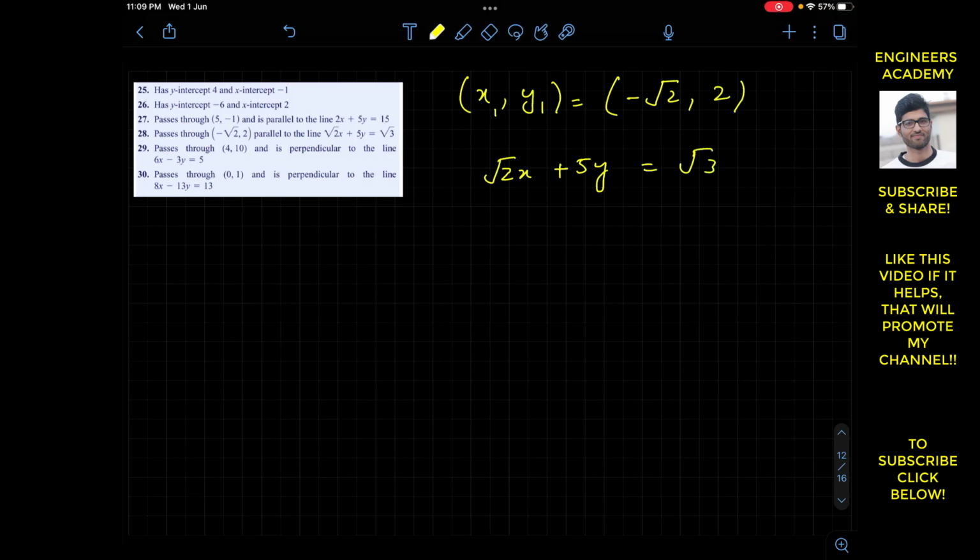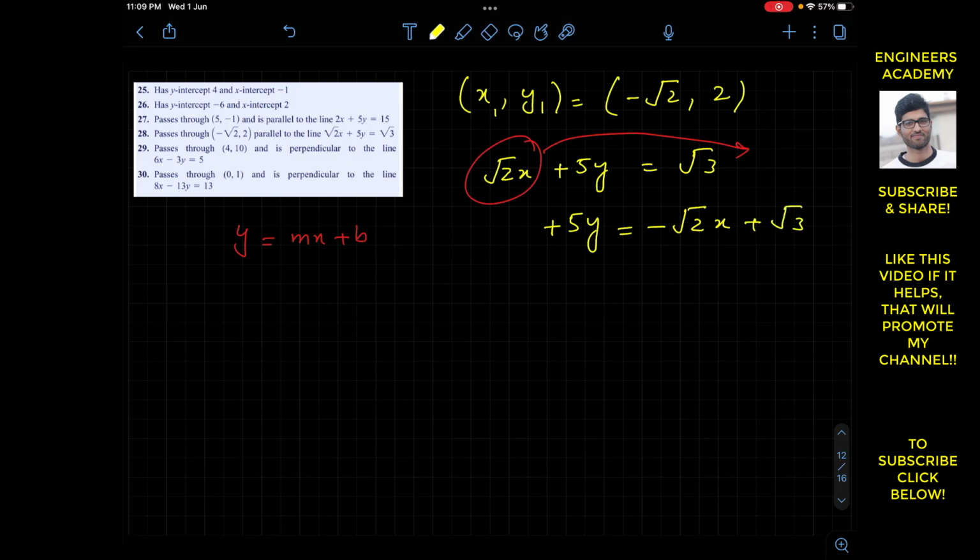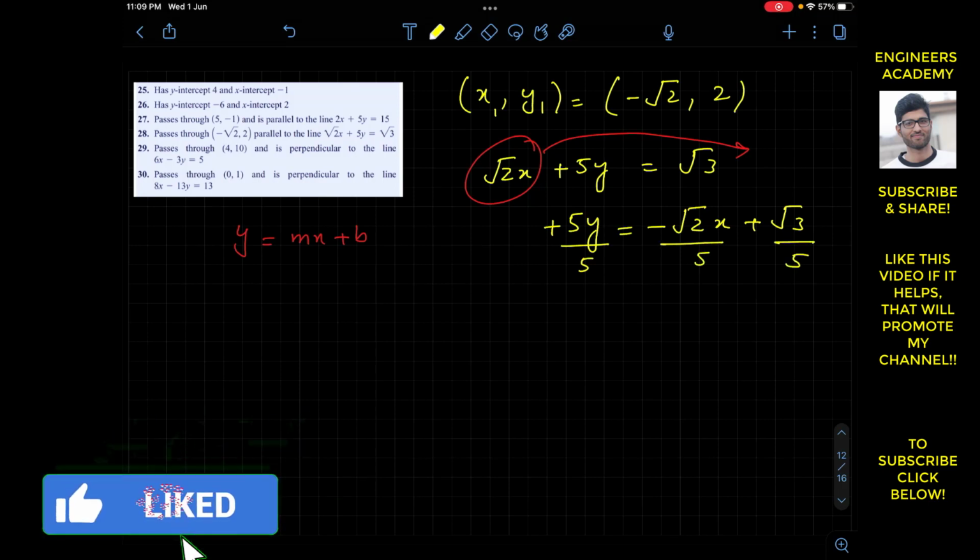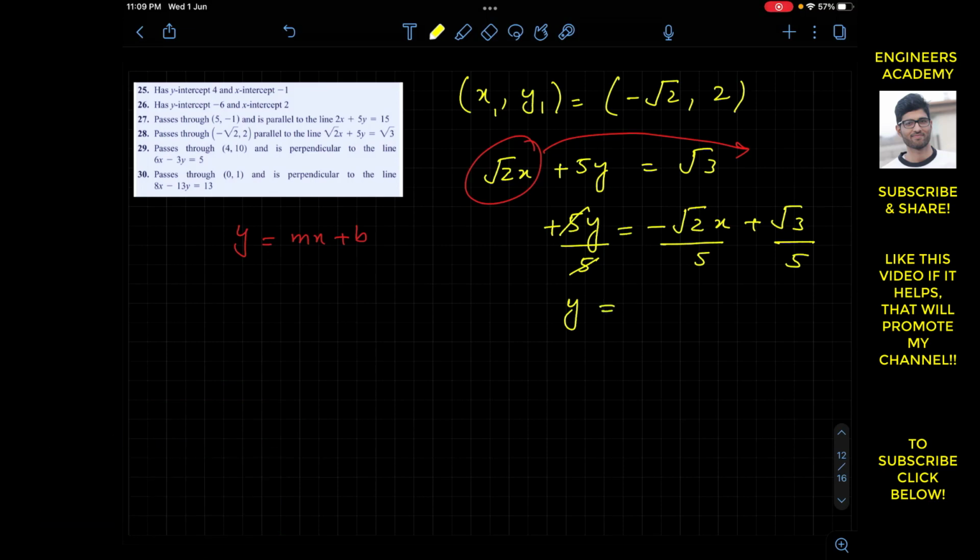Again we need to convert this line into the standard form, which is y = mx + b. We need to convert this into slope intercept form. For that we need to bring this to the other side of the equation. So we will have 5y = -√2 x + √3, and then we have to divide both sides of the equation by 5. So y = -√2/5 x + √3/5.